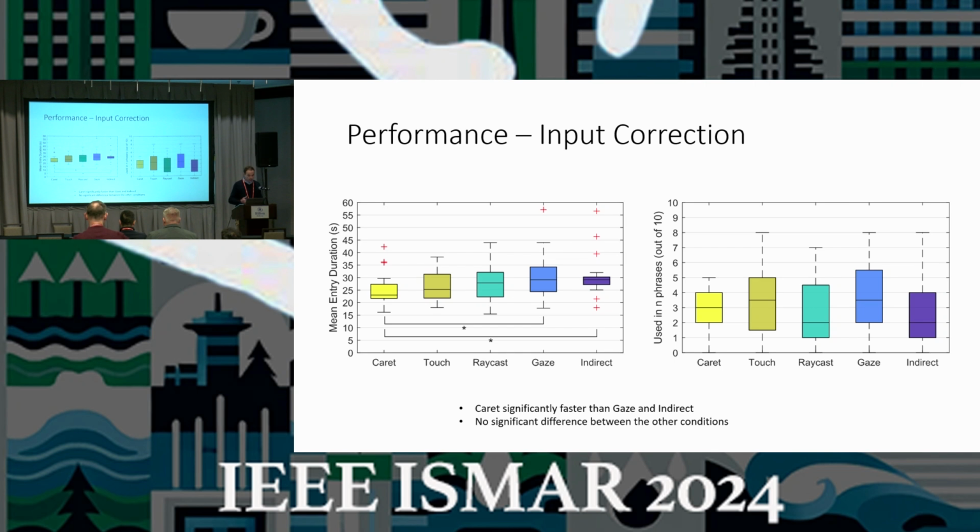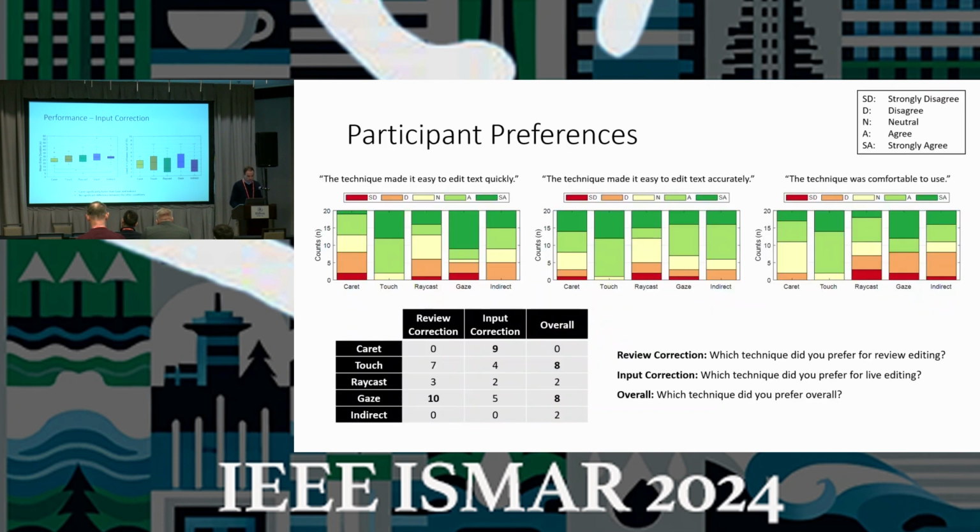Here for input correction, a slightly different story. In this case, the most efficient method was caret, significantly faster than gaze and indirect, not different from touch and raycast. And on the right-hand side here, you can see that actually in a lot of cases, people were able to write the sentence without needing to use the error correction, and even then they could use the backspace key to perform correction instead of the interaction method. So this is actually how many times they used each of these in specific interactions to perform that corrective task. So usually it was less than half of the phrases that they had typed out.